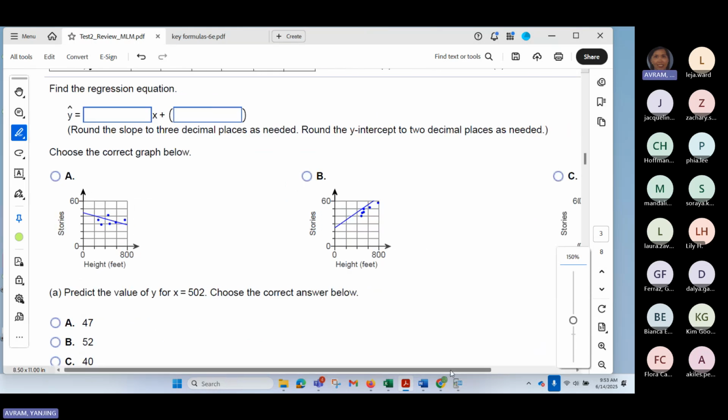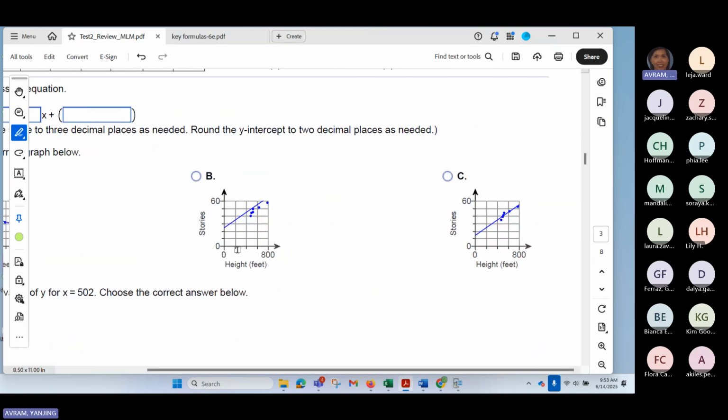All right, so let's look at B. So we have 0 to 60 right here. So that's 1, 2, 3, 4, 5, 6. So each grid should be 10, right? So you do the math in here. So each one should be 10. So this one right here is 10, 20. So this should be around 25.